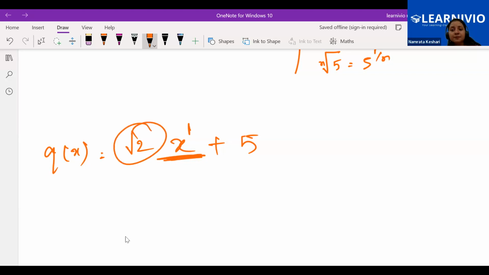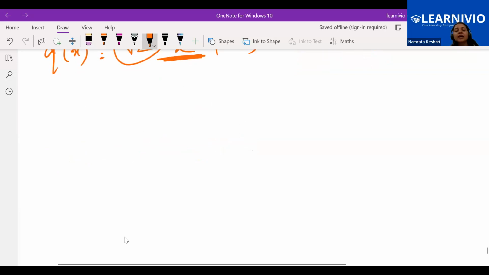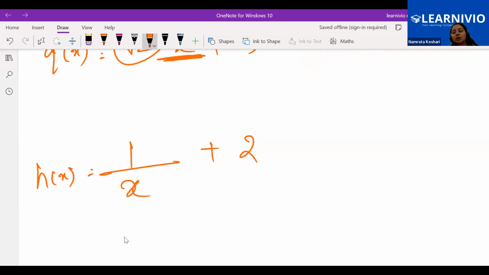What about this root 2? Coefficient can be anything. Coefficient, constant number, these terms can be anything. We are just focusing on the exponent of the variable. If that is a whole number, then it's a polynomial. Now let's see, I'll write 1/x plus 2 hx is equals to. Is it a polynomial? Ali, Alina, is it a polynomial?